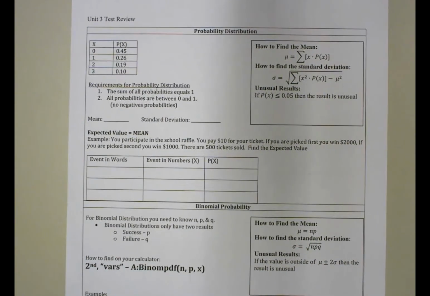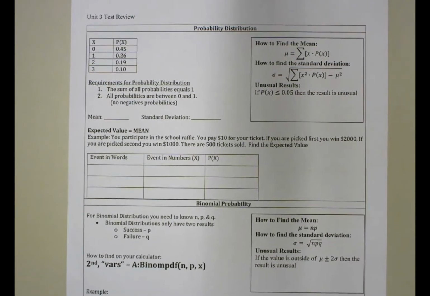So Unit 3 was all about distribution, and we had three types of distribution that we were looking at: probability distribution, binomial distribution, and normal distribution. So I'm going to go over all three of those here.